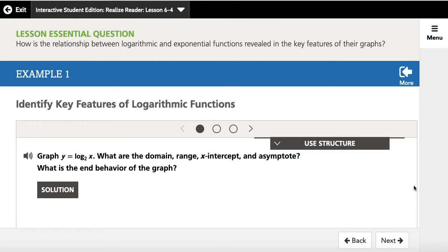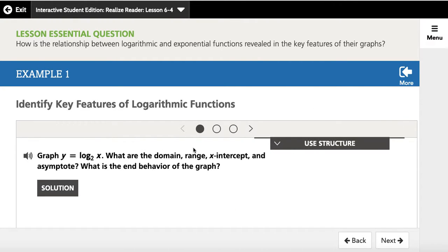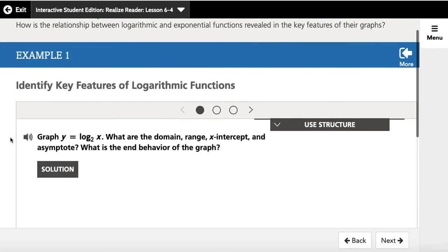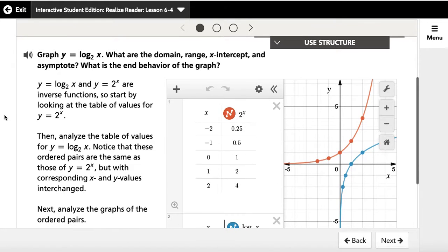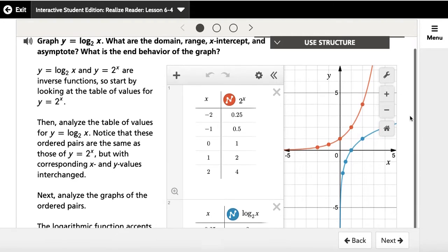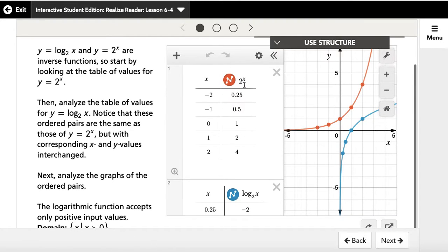They want us to identify key features of logarithmic functions like the domain, range, x-intercept, asymptote, and the end behavior. Okay, y equals log base 2 of x and y equals 2 to the x are inverse functions. Why are they telling us that? I guess if you know how to graph y equals 2 to the x, the inverse is just a reflection about the line y equals x, which would be right about here. So for all these points, you just switch the x's and y's.